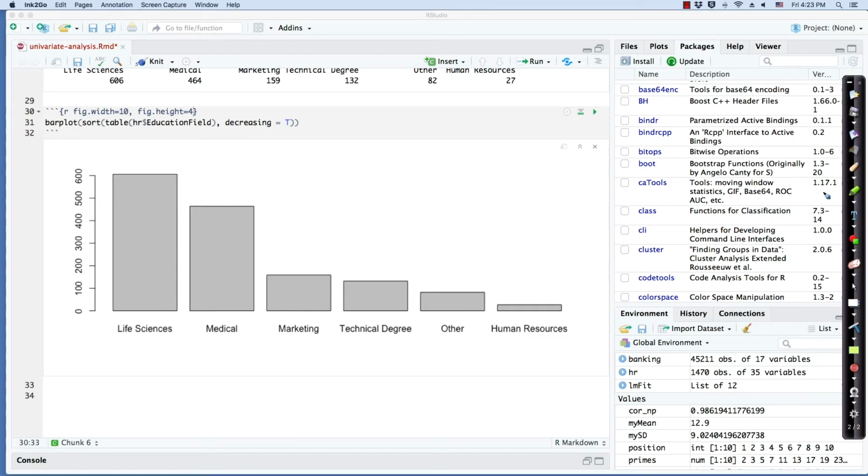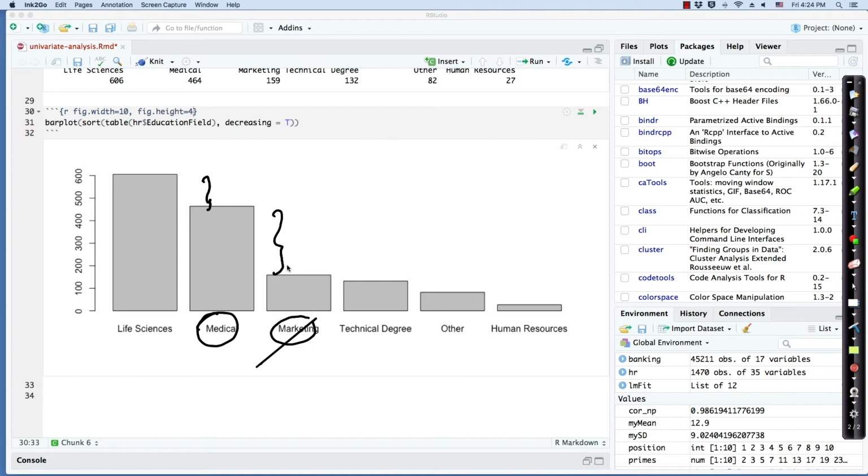After sorting, we can try to understand the distribution of each category. We can see that the second most common category, which is medical, is slightly lower than the first, which is life sciences. So, the difference is small here, whereas there is a huge difference between the frequency of the third category, which is marketing, and the second category, which is medical. So, the difference that you see is large here.